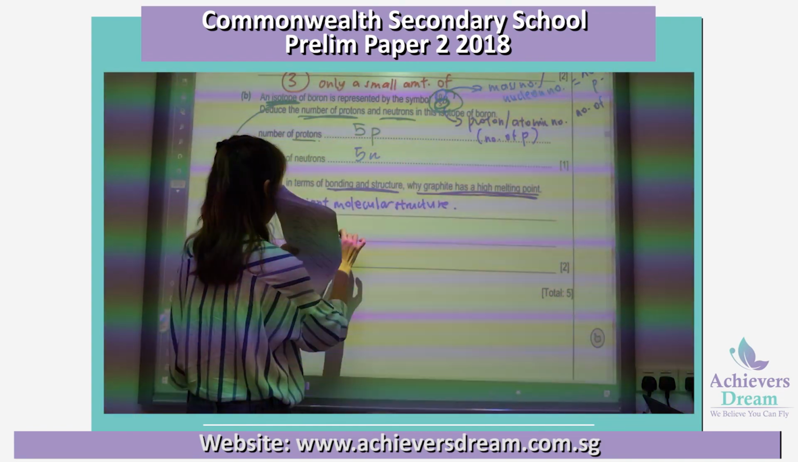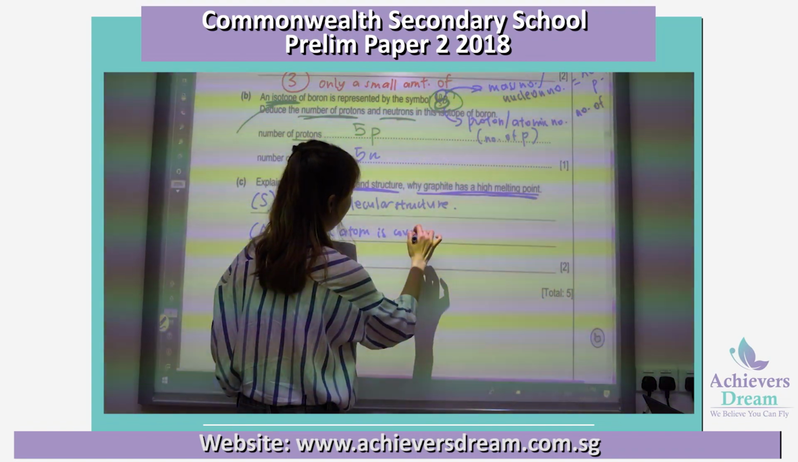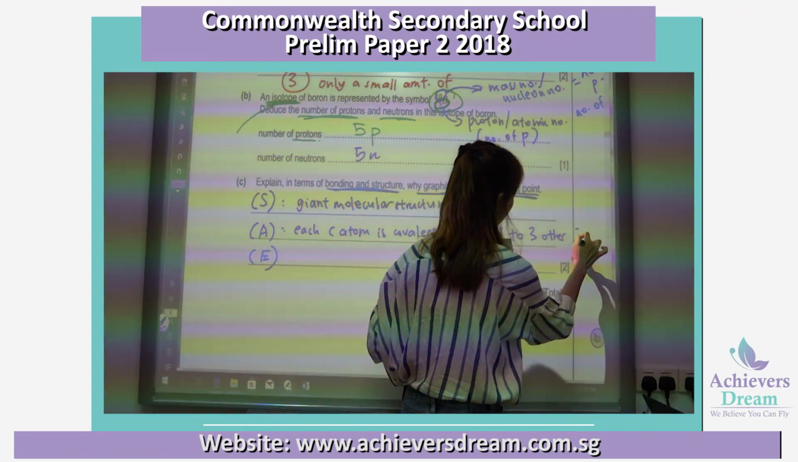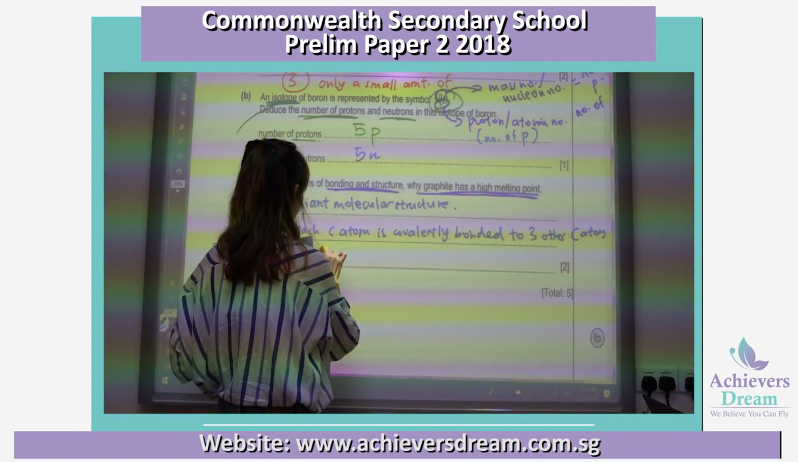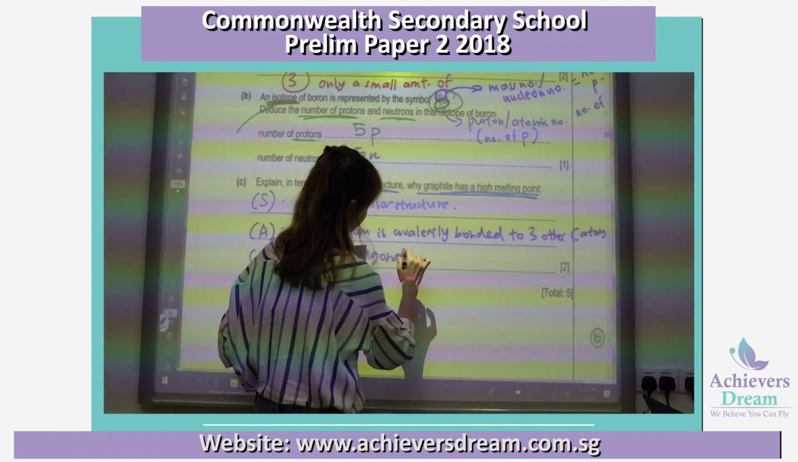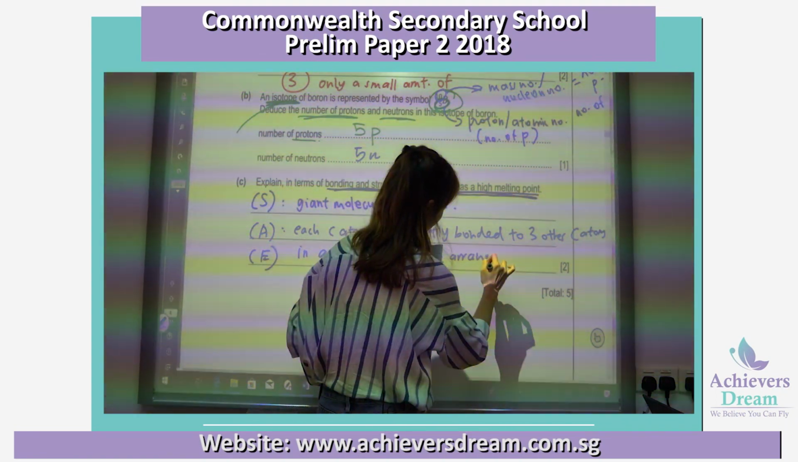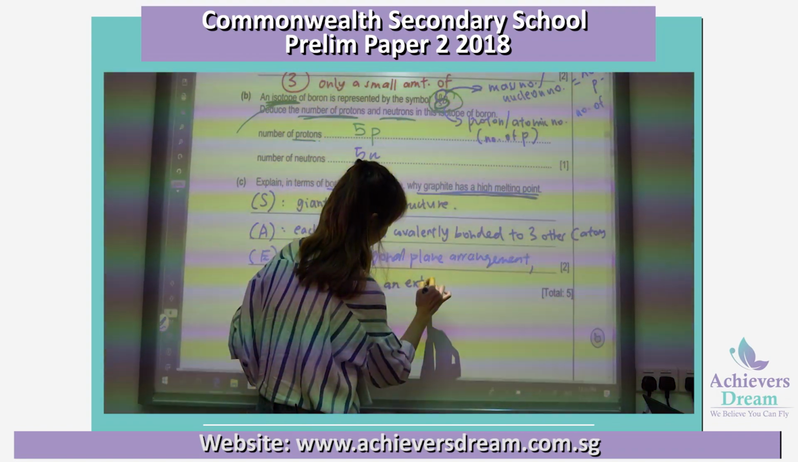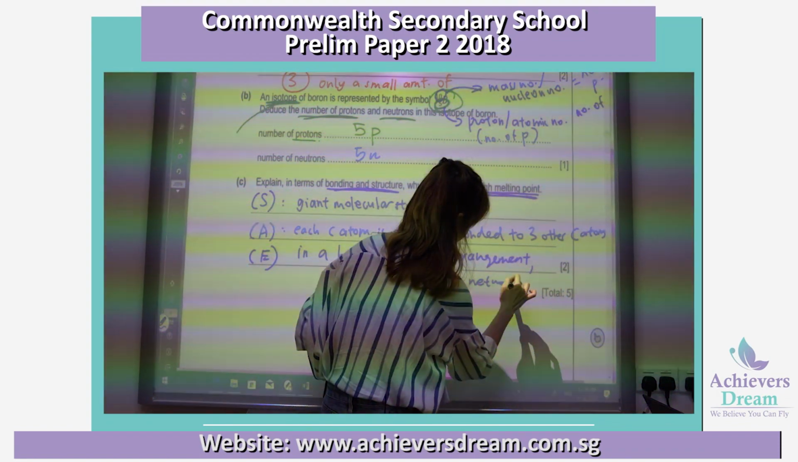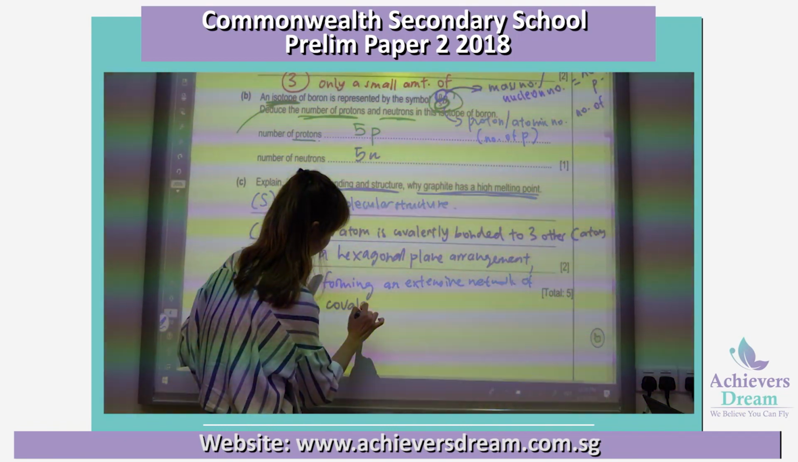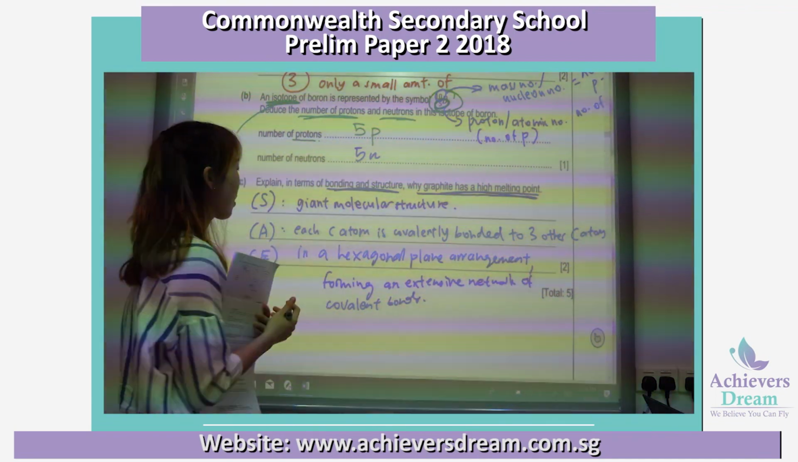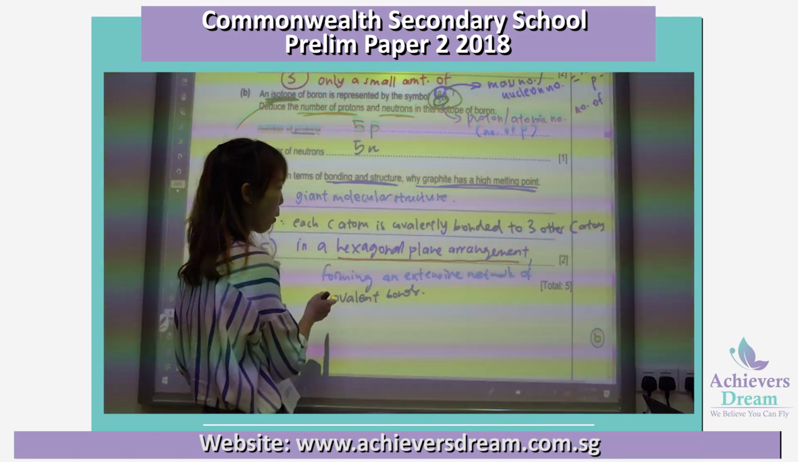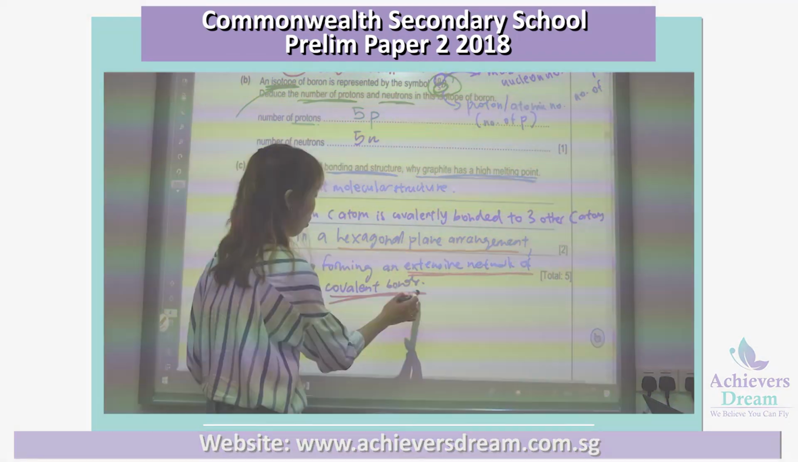For graphite, each carbon atom is covalently bonded to 3 other carbon atoms in a hexagonal planar arrangement, thus forming an extensive network of strong covalent bonds. We are going to do A4.